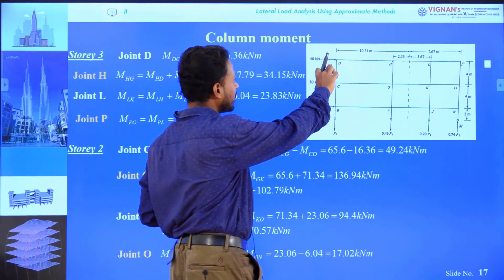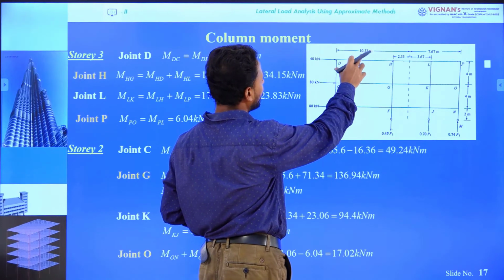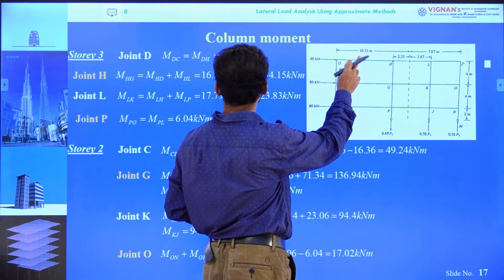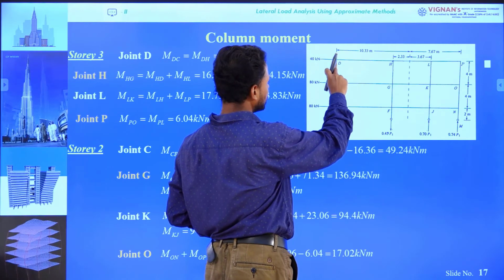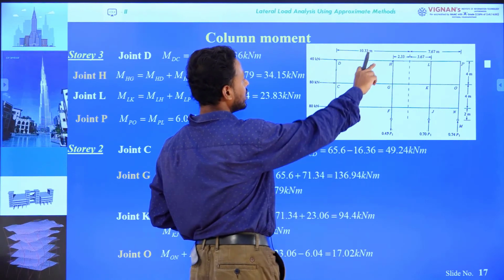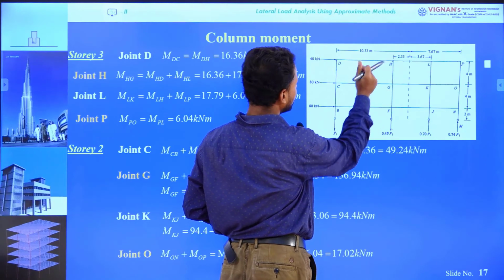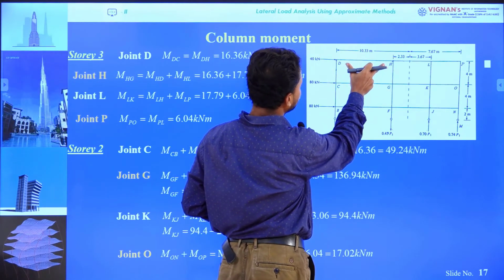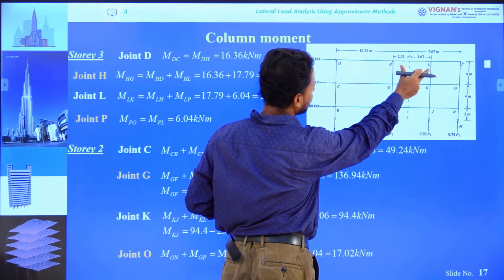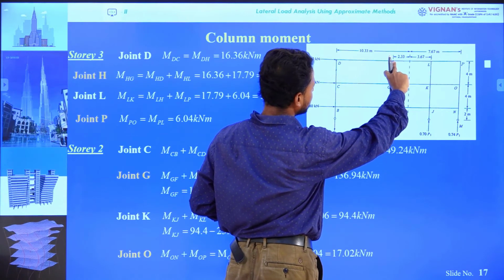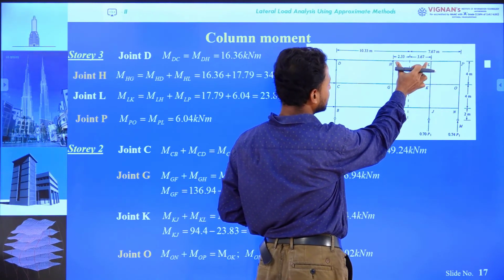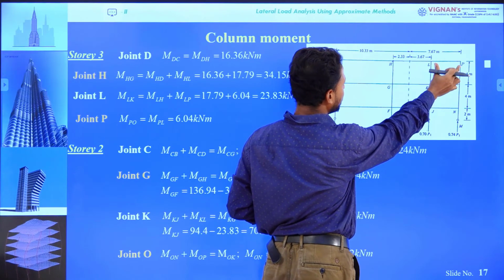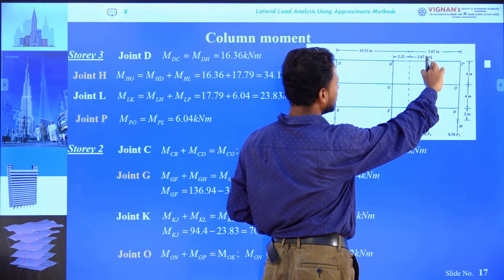In the exterior column, whatever moment is acting in the beam, the same moment will be acting in the column in case of an exterior joint. But in case of an interior joint, what will we have? The moment in this beam plus this beam will be equal to the moment in this column. Similarly, here the moment of this beam plus this beam will be equal to the moment in this column.